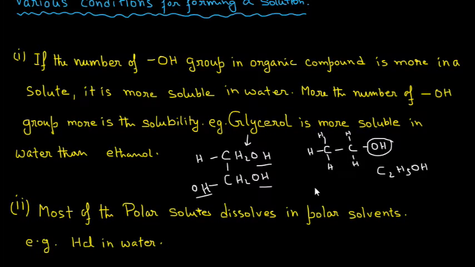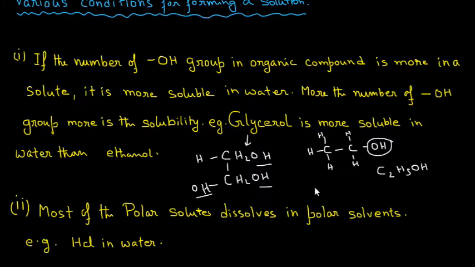Second point is most of the polar solutes dissolve in polar solvents. So what is a polar solute? A polar solute means any of the ionic compounds which can be separated into different charges. For example, HCl. In HCl it can be separated as H plus and Cl minus. So it is a polar substance.